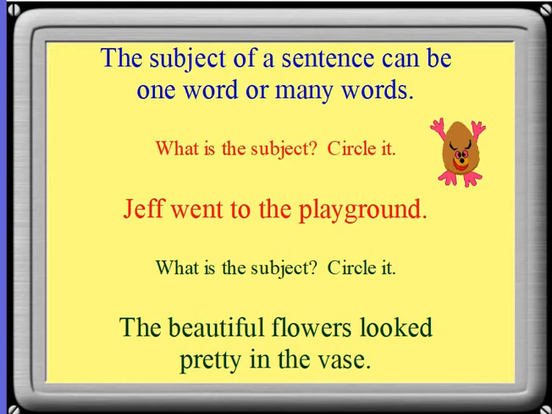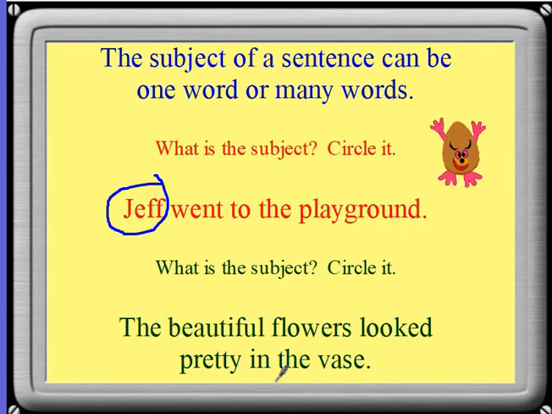Alright. The subject of a sentence can just be one word, or sometimes it can be many words. Like in this sentence here, Jeff went to the playground. Remember, the subject is who is doing something, or who's the sentence about. So who's doing something in Jeff went to the playground? Yeah, Jeff. And we talked about how it's usually near the beginning. It was the very first word in that sentence. And Jeff is just one word. But let's look at this sentence. The beautiful flowers looked pretty in the vase.